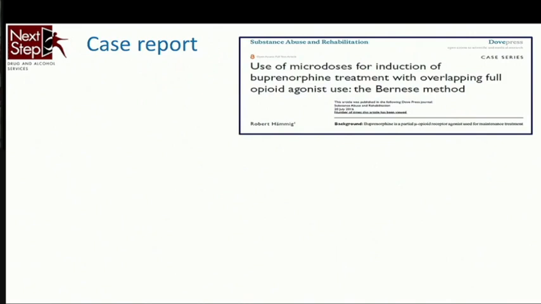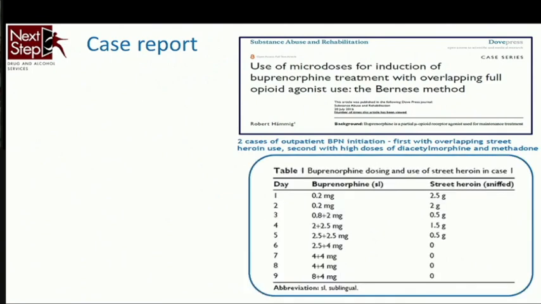This is the original Bernese method. He looked at 2 cases of patients who were heroin dependent. One of them was being transferred from street heroin, and that gives you an example of what the induction increase in regimen looks like. Over a period of 8 to 9 days, you've gone from 0.2 milligrams to essentially 12 milligrams. And 12 milligrams is potentially a therapeutic dose of buprenorphine. Obviously, higher doses may have better effects.